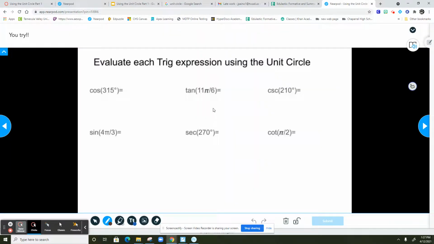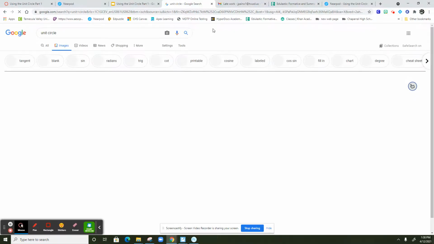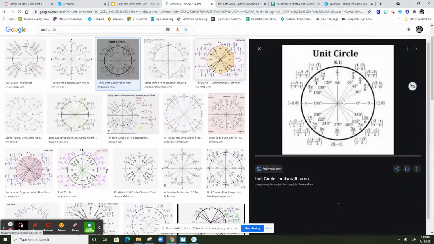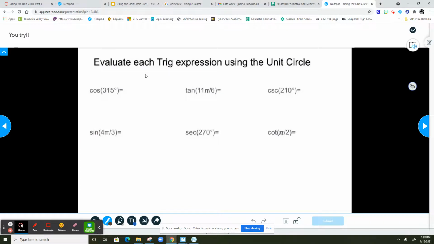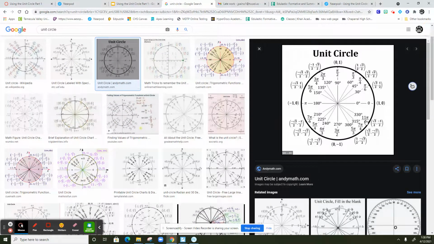So we have now cosine, tangent, cosecant. So we have to evaluate using the unit circle. Cosine of 315. This would work quicker. We have the unit circle right here, so we can just jump back and forth. So cosine of 315 is the x value, so that's just rad 3 over 2.